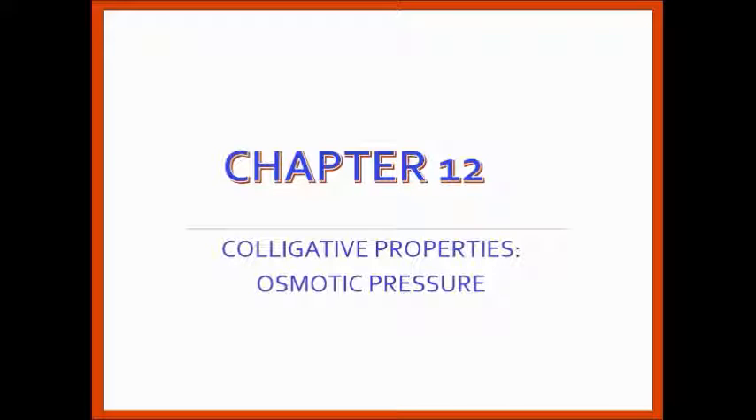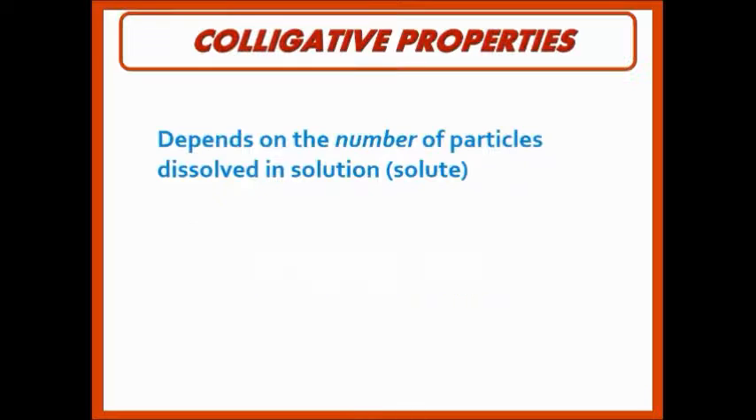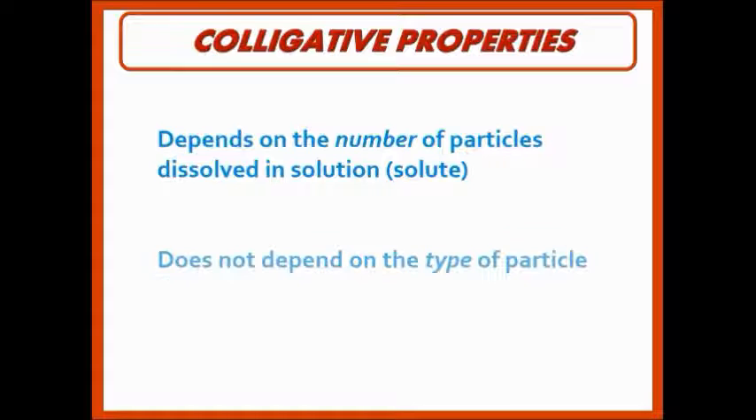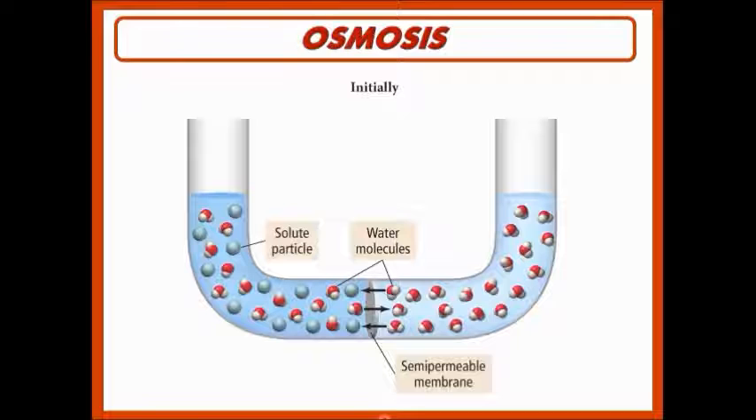In this video, we are going to discuss one of the colligative properties, osmotic pressure. Colligative properties depend on the number of solute particles dissolved in solution, not on the type of solute particle dissolved. In other words, these properties are dependent on concentration, but not on the identity of the solute. Nature's tendency to mix leads to the process of osmosis. Osmosis is the phenomenon where water will flow to the area of higher solute concentration.